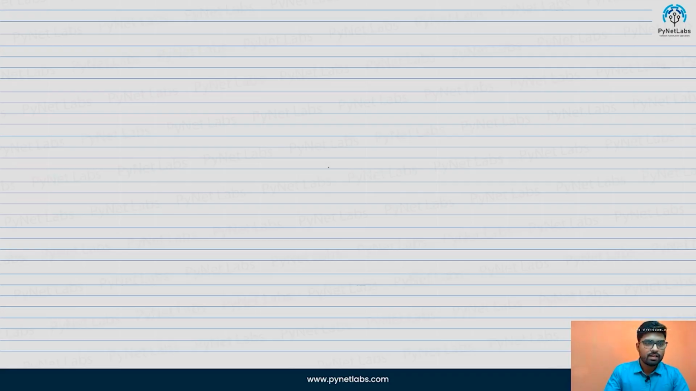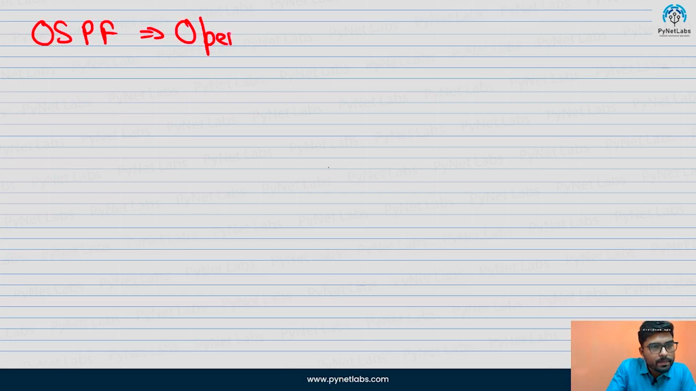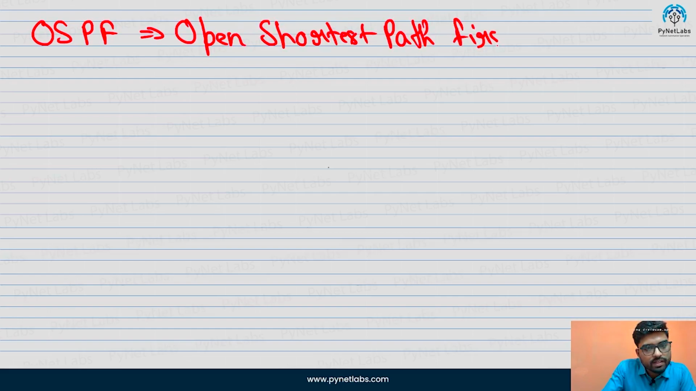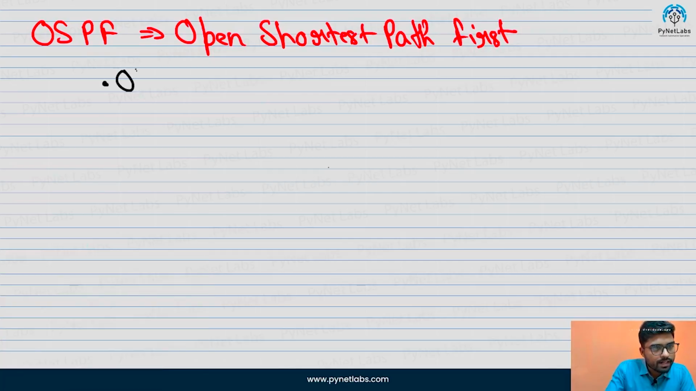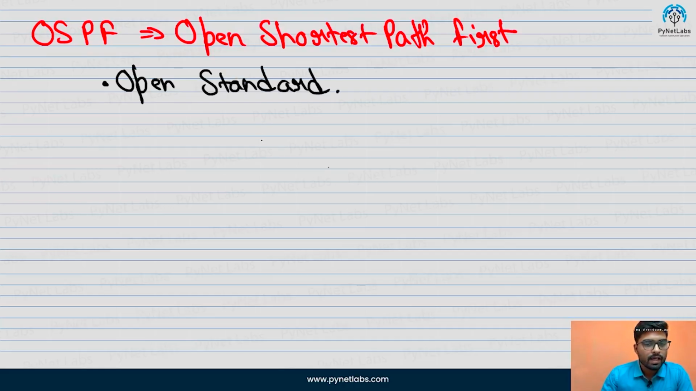So when we talk about the OSPF, OSPF stands for Open Shortest Path First. So this is the full form of OSPF, and it is an open standard protocol. Open standard means it can be used on the routers of different vendors. In the same way, OSPF is a link state IGP.